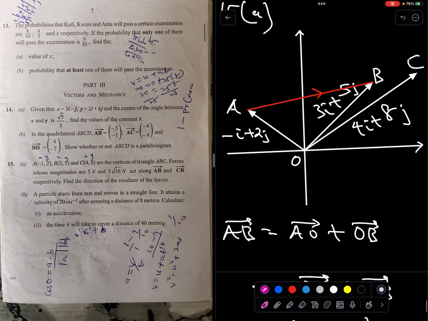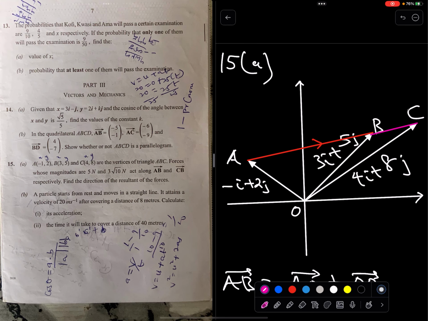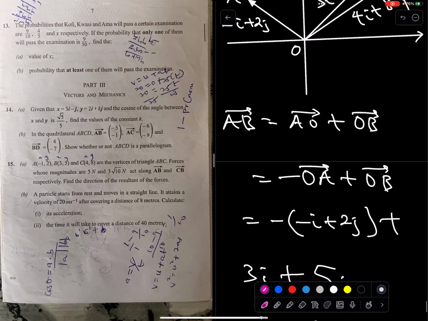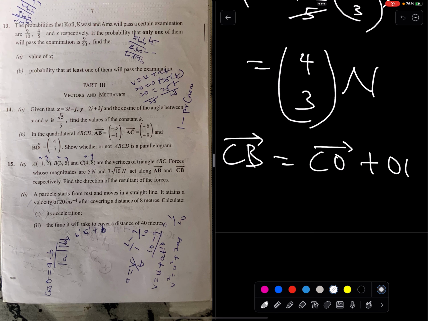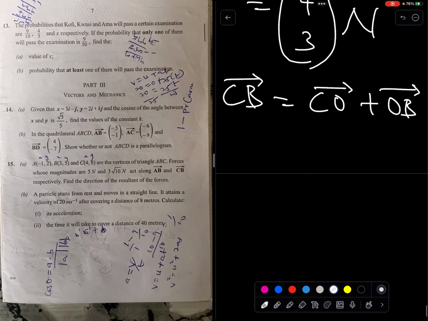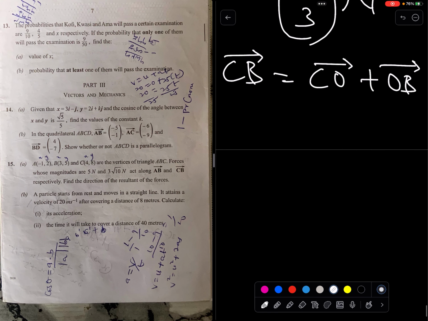Now I want to find the second force, but before then, let me find CB. This is CB. Yes, CB is CO plus OB. We also want to find the force which acts along CB. We were given its magnitude, and we want to find the force itself, so that when we know the two forces, the one acting along AB and the one acting along CB, we'll be able to find their resultant and then the magnitude of that resultant.